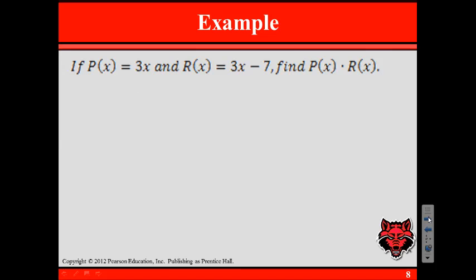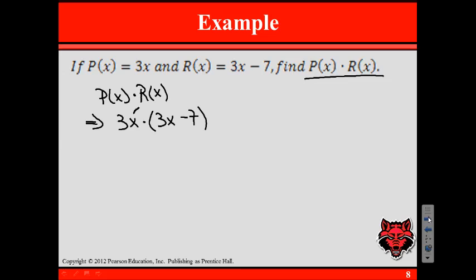Now we perform arithmetic operations with different functions. For example, if p of x equals 3x and r of x equals 3x minus 7, we can find the product p of x times r of x. To do this, we will simply replace the function notation with the polynomials. In place of p of x, we will write 3x. In place of r of x, we will write 3x minus 7.